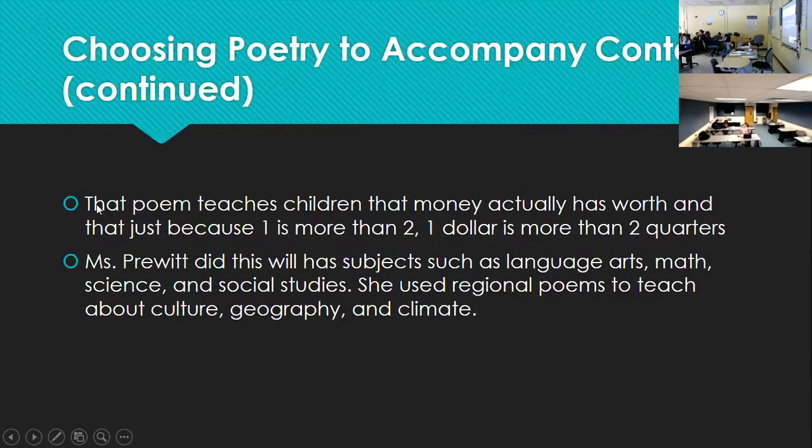By using that poem, the teacher could teach that even though it's only a $1 bill, it's still more than 2 quarters, because 2 quarters is only 50 cents. And so it was able to integrate poetry into even math class or science or even social studies. It shows the different ways that poetry can tie into everyday life, regardless of whether you're in middle school, elementary school, or even if you're a 70-year-old man.